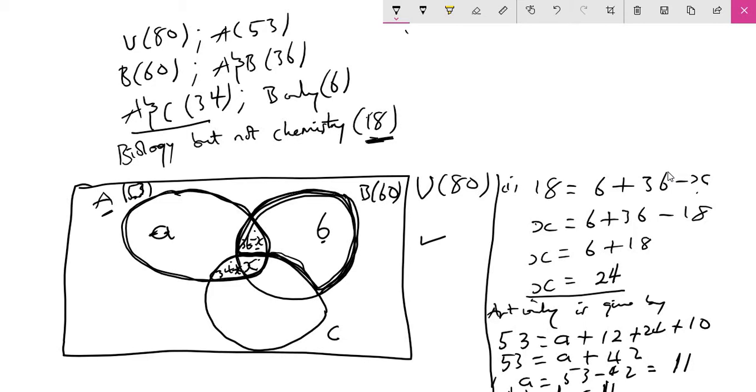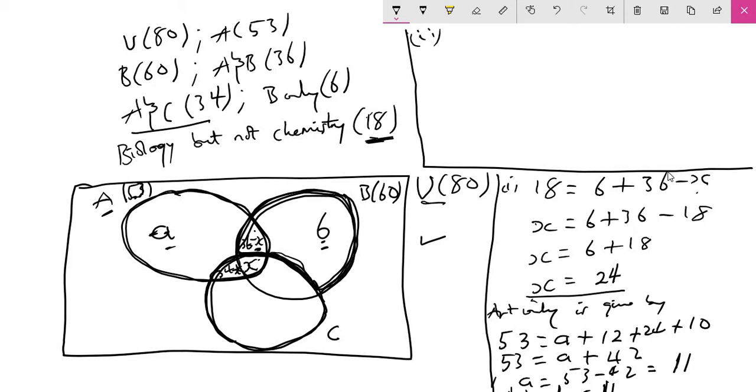Let me do the second part right here. It says the number that took chemistry. Remember, they didn't say chemistry only. They just said chemistry. So that means this whole entire circle. Now, we have calculated this, we know this, and then we know that. We know the universal set. We have everything we need.